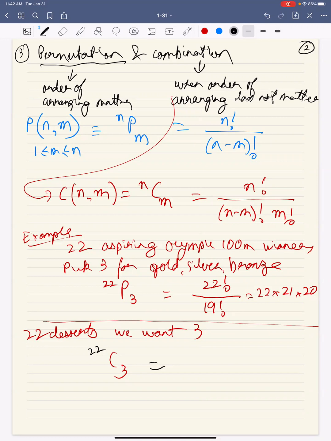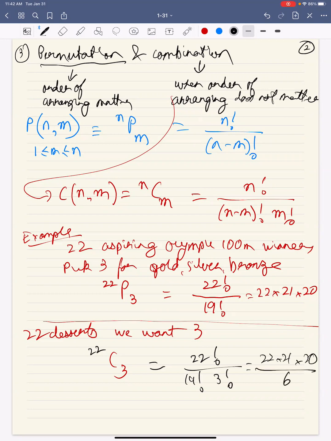Those 2 are the same arrangements, right? So you have to remove that. And the overcounting that you have done is going to be 22 factorial divided by 19 factorial divided by 3 factorial. So this one is going to be 22 multiplied by 21 multiplied by 20, divided by the factorial of 3, which is 6. So it's going to be a smaller number.